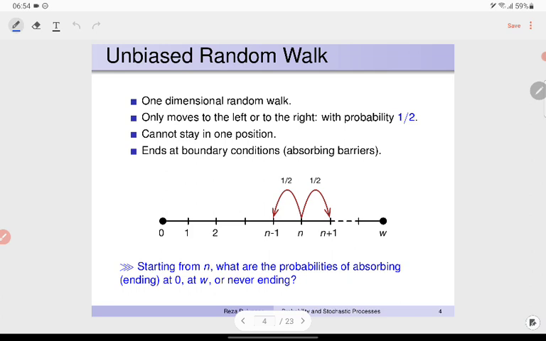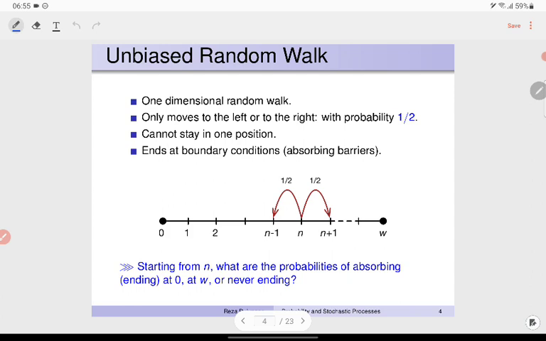Each time we define a random walk, we also define some boundary conditions on this random walk. These boundary conditions are also called absorbing barriers, namely the positions in the space in which the random walk ends, or halts after some time.